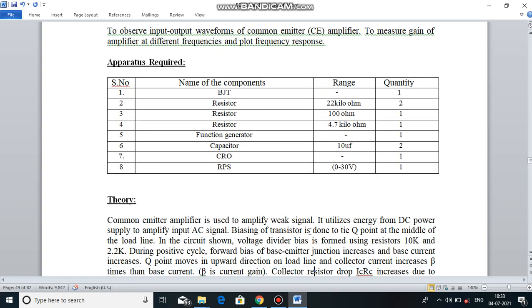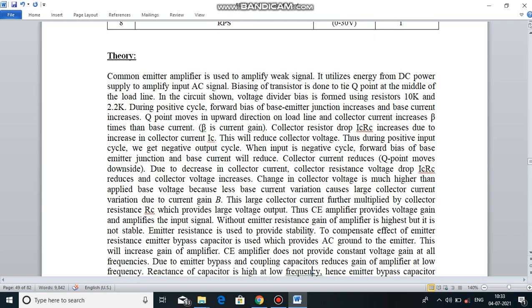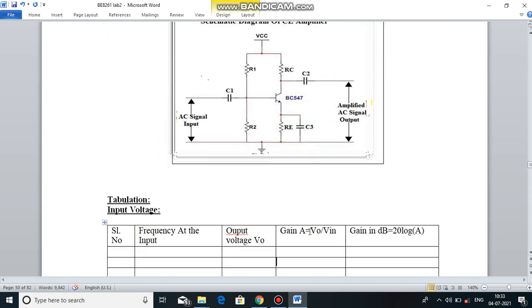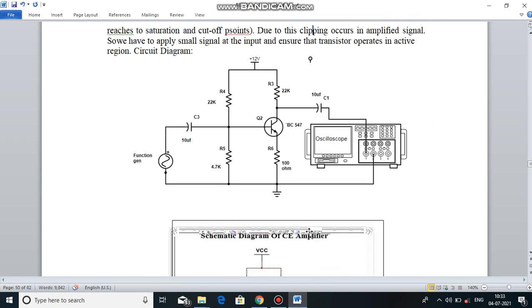Now let us see how to conduct this experiment. For this, let me show you the circuit diagram. This is the circuit diagram for the common emitter amplifier. Here we have a function generator. The purpose of this function generator is to provide the input waveform, that is the input signal, to the circuit. With this input signal we are going to get the output, the amplified signal, which is displayed on the CRO.